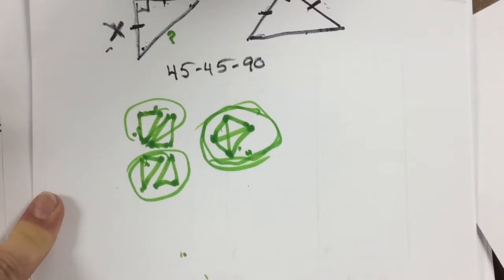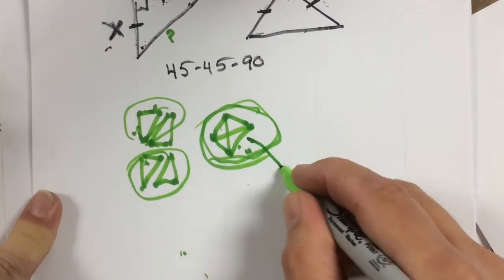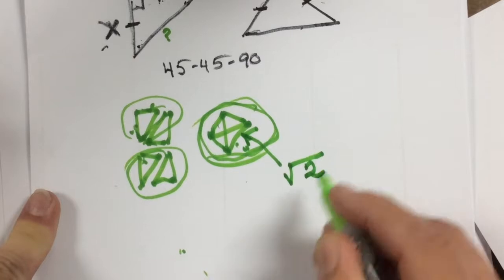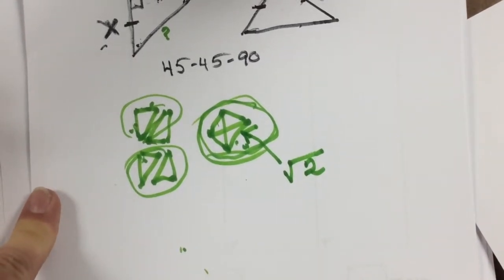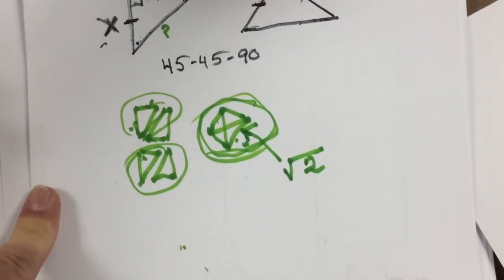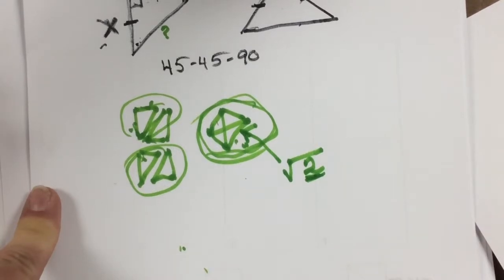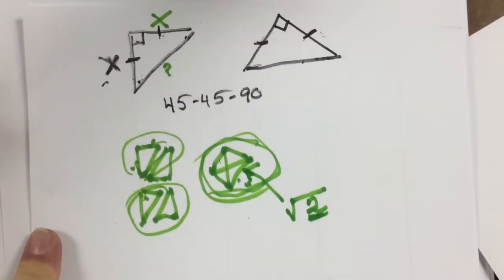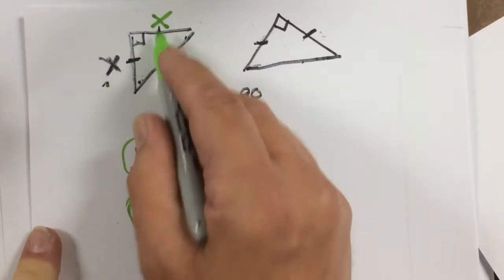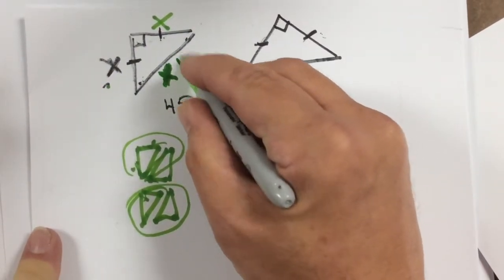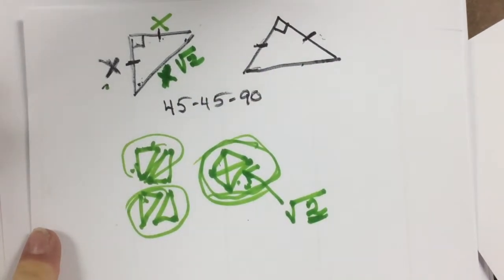2. And it's a square, which means that the side length here is the square root of 2. Because that's what square root means. It's the length of the side of a square that gives you the area of that number. So whatever this is going to be, that number times the square root of 2.